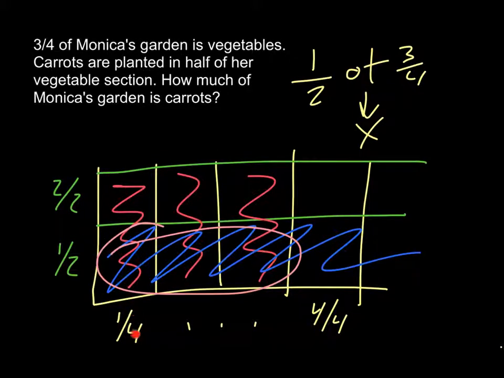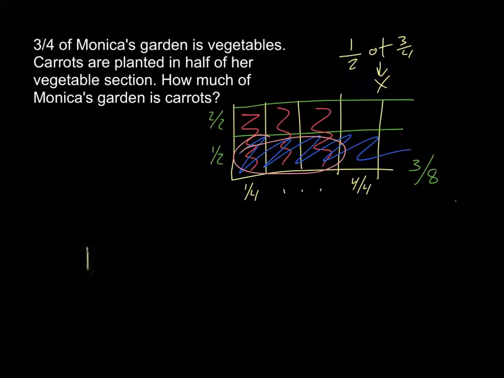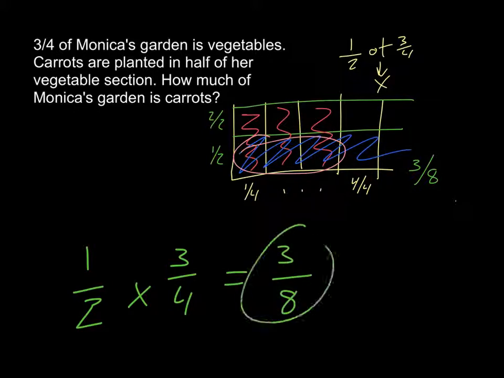Solving this using the area model, I have my 4ths vertically and my halves horizontally. I marked off my 3/4 in red and my 1/2 in blue. The section that has red and blue together is down here at the bottom, where I have 3 sections out of 8 total. So 3/8 of Monica's garden is carrots. Okay, again, solving that with the standard algorithm, I have 1/2 times 3/4. Okay, 3 times 1 is 3, 2 times 4 is 8, so 3/8 of the garden, and that is the same solution that I got in both places.